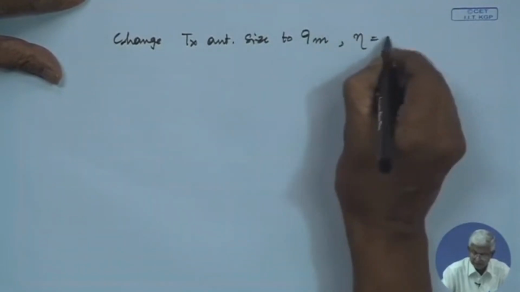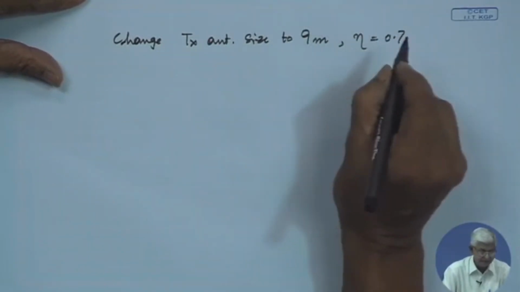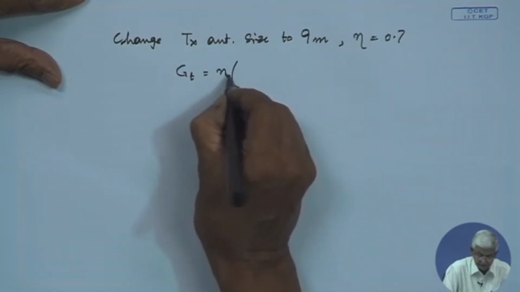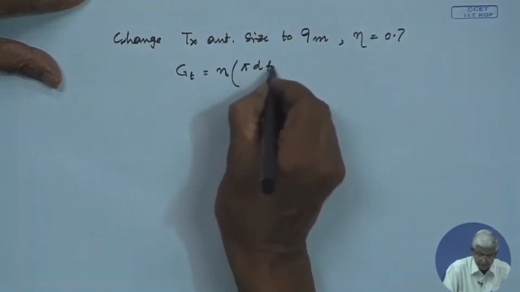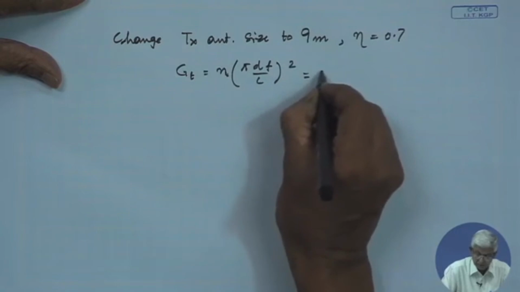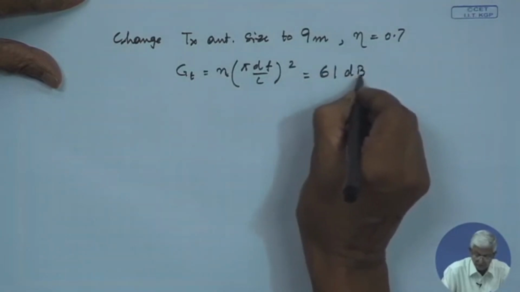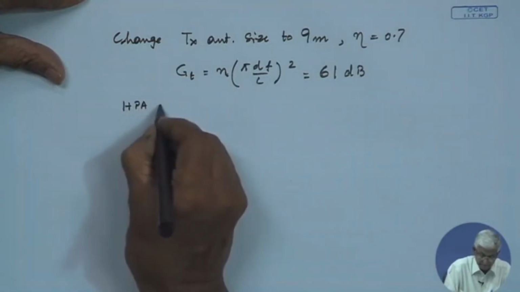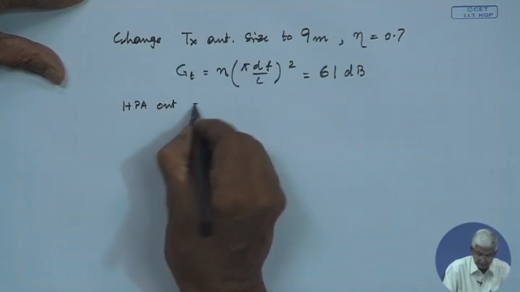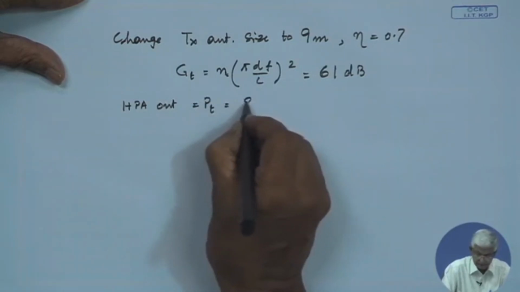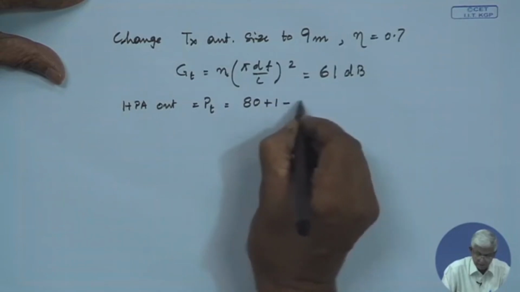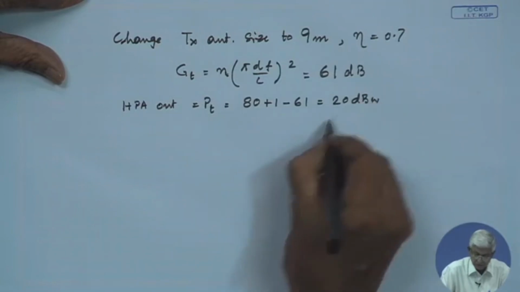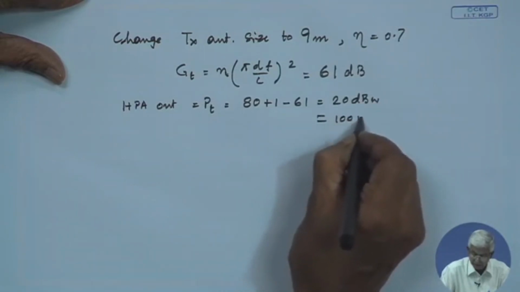the efficiency. Obviously, efficiencies are better, we have discussed earlier. So, GT is efficiency into pi d f by c whole square, which will come out to be roughly of the order of 61 dB. Now, then the HPA out, that is our PT, is 80 plus 1 minus 61, which comes out to be 20 dBW, which is roughly about 100 watt, which is tolerable.